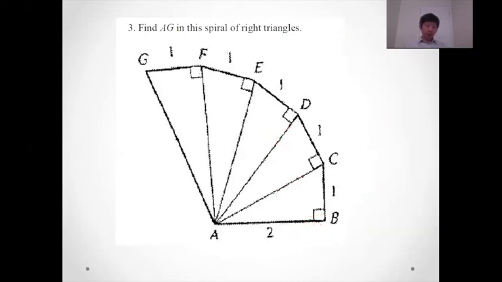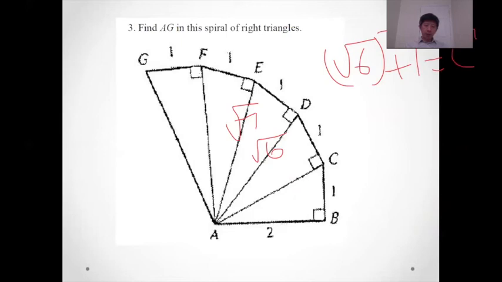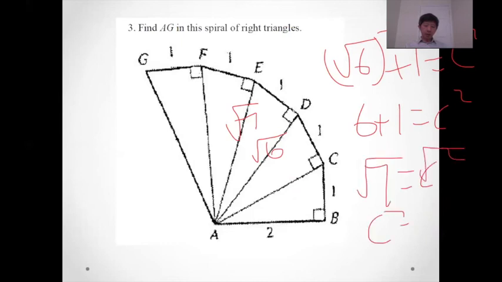Then we can say it is square root of 7, is that right? Since this is square root of 6, you can double check for this. Square root of 7, square root of 6, square root of 6: a square plus b square equals c square, right? So 6 plus 1 equals c square. 7 equals c square. Take a square root for both. C equals square root of 7. Yes, this is square root of 7.